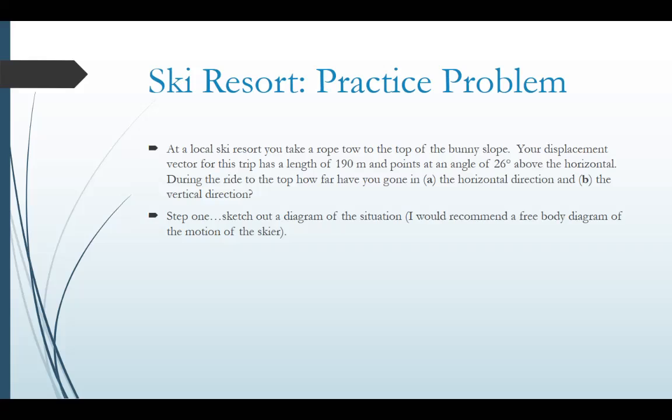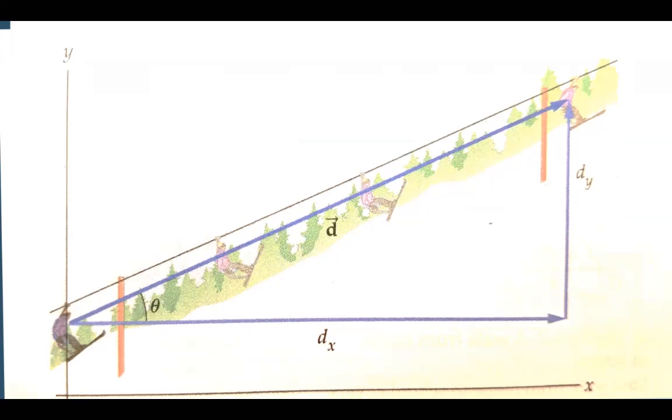So number one, sketch out a diagram. I would recommend a free body diagram of the motion of the skier. It doesn't have to be this detailed, but it looks something like this. There's theta showing you the angle, which we have from the previous slide, 26 degrees. We have the distance of the vector for this trip, 190 meters, and that's d vector, the one at the hypotenuse. What we're going to do is try to find dx and dy.